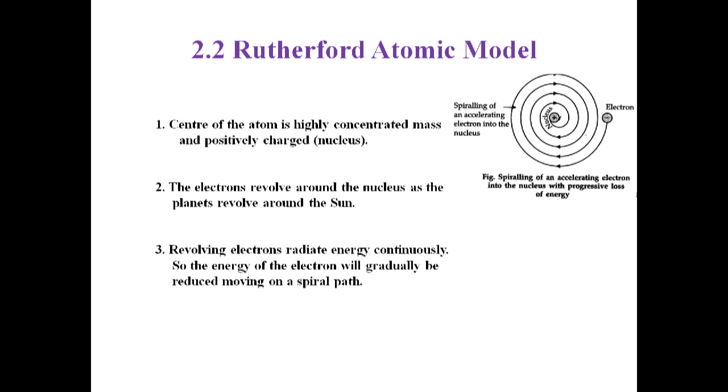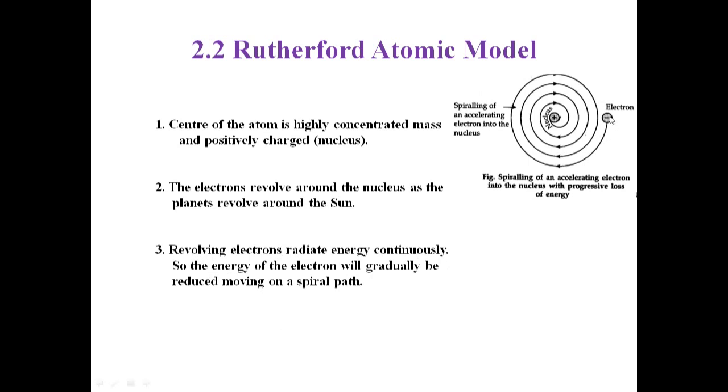Today we know the proton stays within the nucleus. That means the proton charge is positive, so the overall nucleus charge is positive. The electrons revolve around the nucleus, as the planets revolve around the sun. And the third assumption: the revolving electrons radiate energy continuously, so the energy of the electron will gradually be reduced, moving on a spiral path.